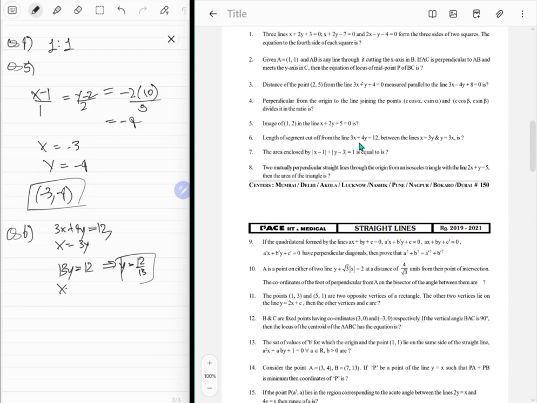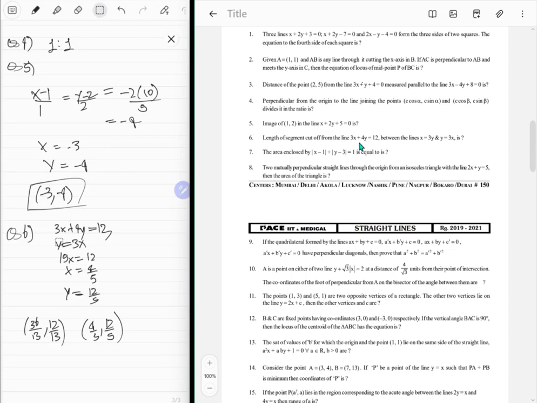That means x is 36 upon 13. So that point is 36 upon 13 and 12 upon 13. Similarly, when you put y equal to 3x, you will have 3x plus 12x, which is 15x equal to 12. So x equal to 4 upon 5. Then y will be 3 times that, which is 12 upon 5. So it's 4 upon 5, 12 upon 5.